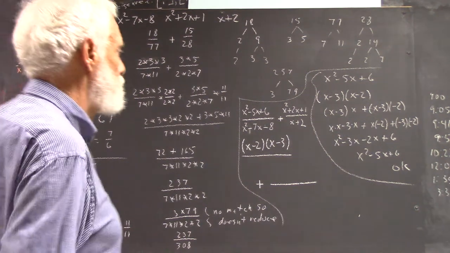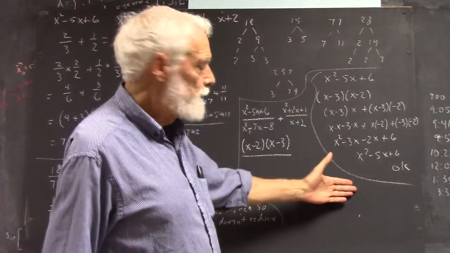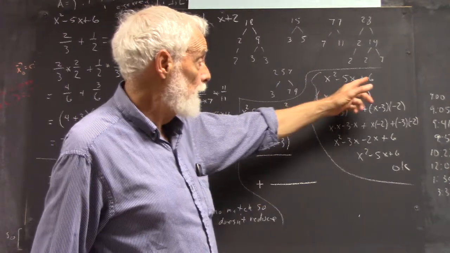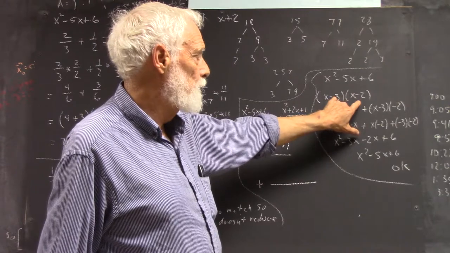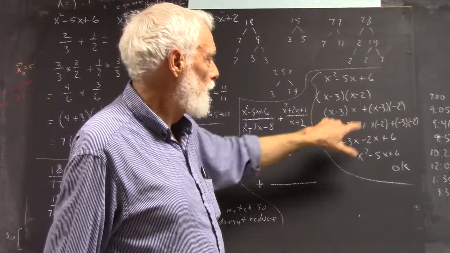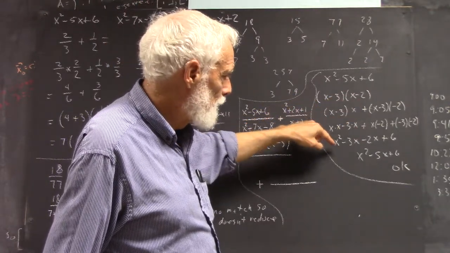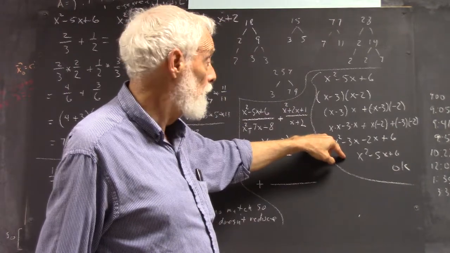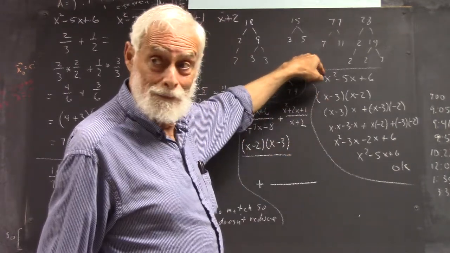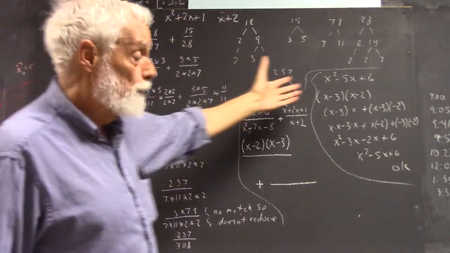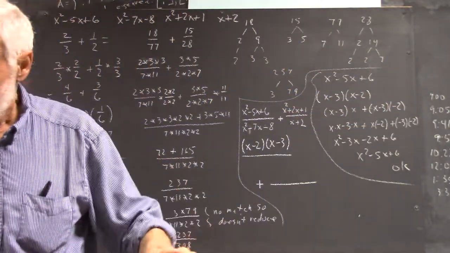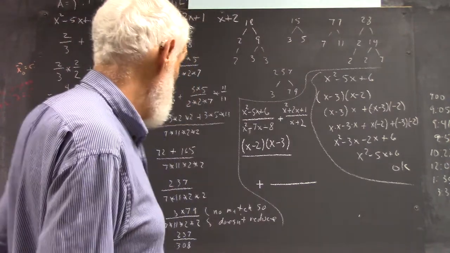Okay, once more. Factoring is just the distributive law backwards. X squared minus 5x plus 6 is x minus 3 times x minus 2, because if I multiply this out step by step using the distributive law, this equals x squared minus 5x plus 6. Okay? And there are various tricks for factoring trinomials. You can review them on the internet if you need.